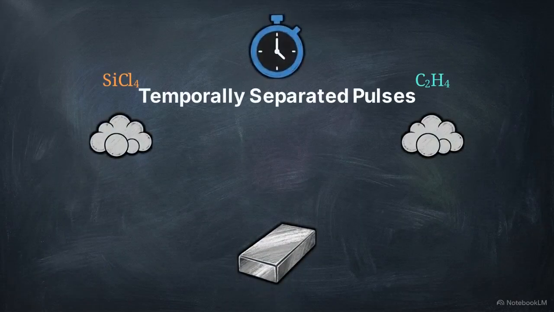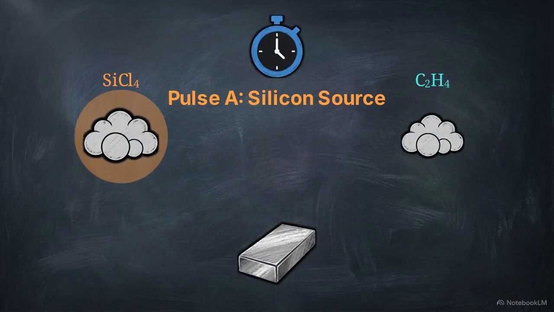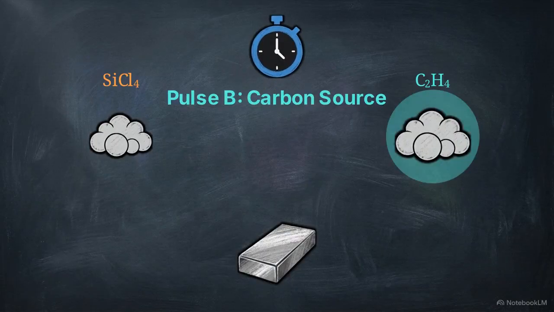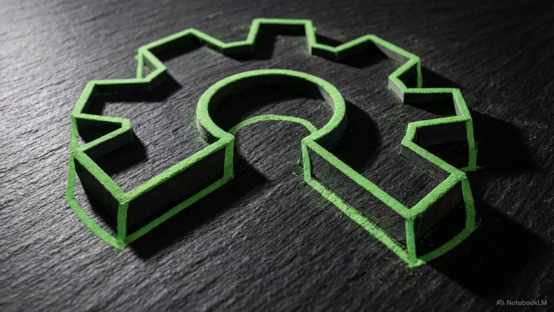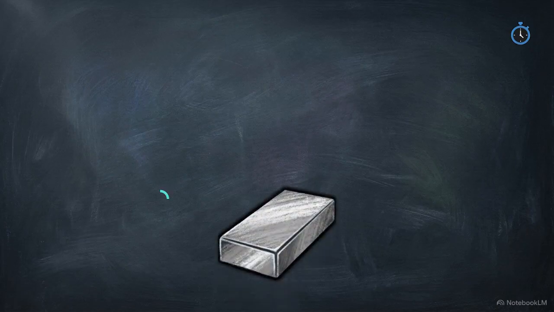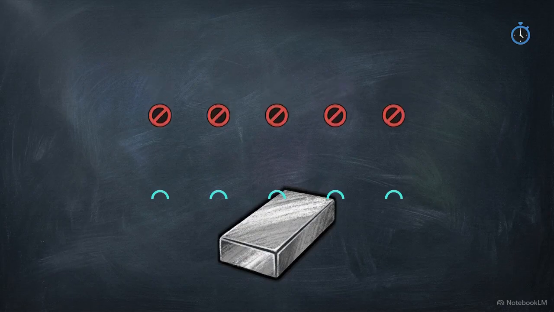Engineers utilize advanced methods featuring temporally separated pulses of silicon tetrachloride and ethylene. Sequentially pulsing these precursors creates superconformal silicon carbide coatings that continuous flow methods cannot match. This pulsing relies on a mechanism called surface site blocking.